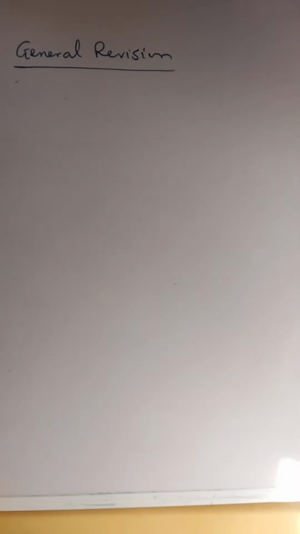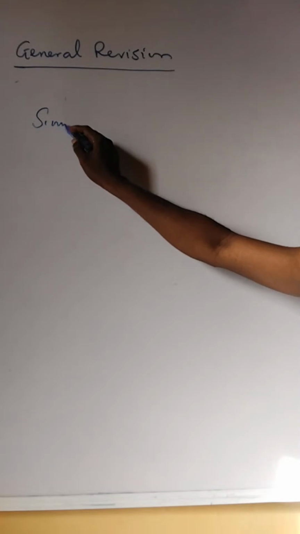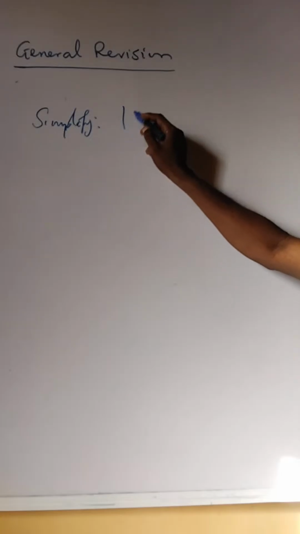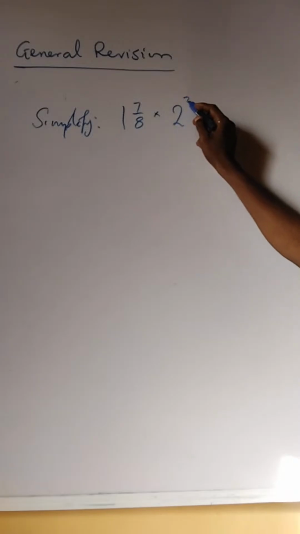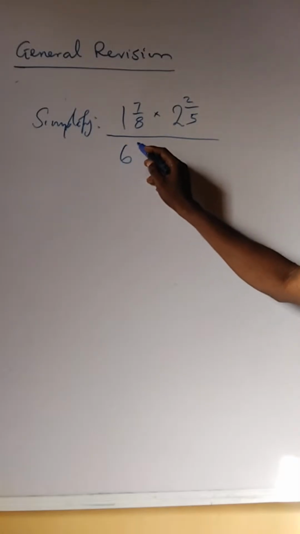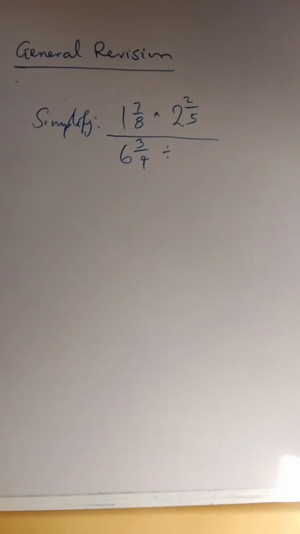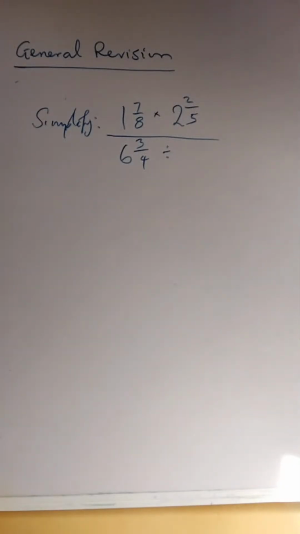Okay, now I want to look at another question here, number 4, and it has to do with fractions. We have to simplify 1 whole number 7 over 8 times 2 whole number 2 over 5 divided by 6 whole number 3 over 4, then divided by 3 over 4.